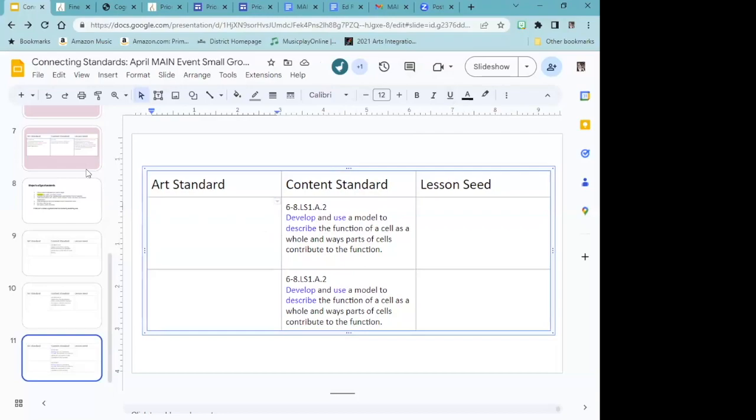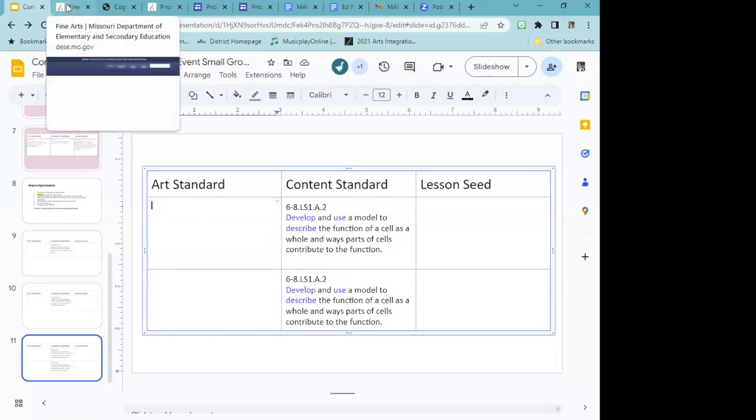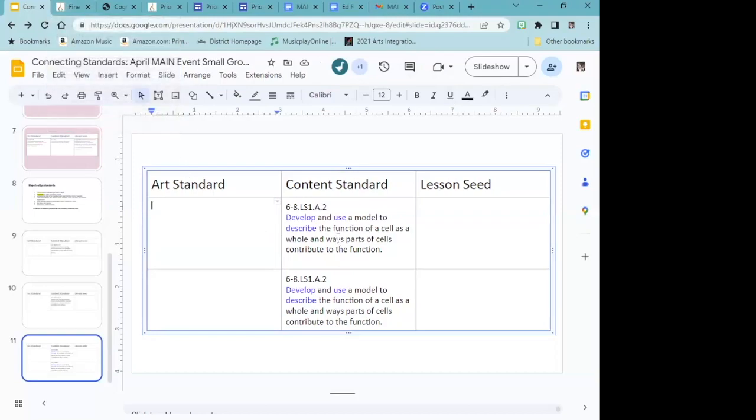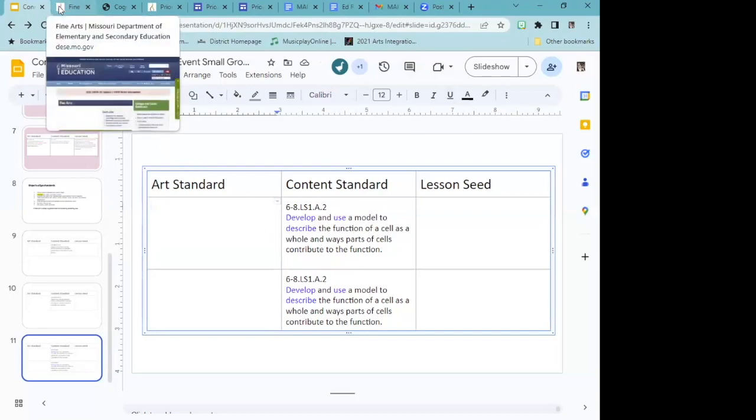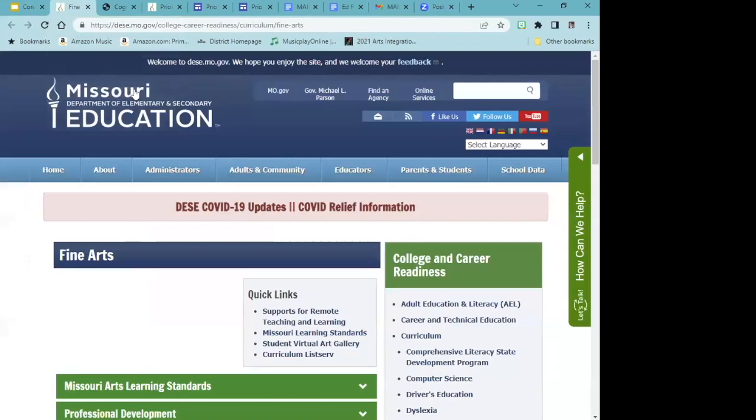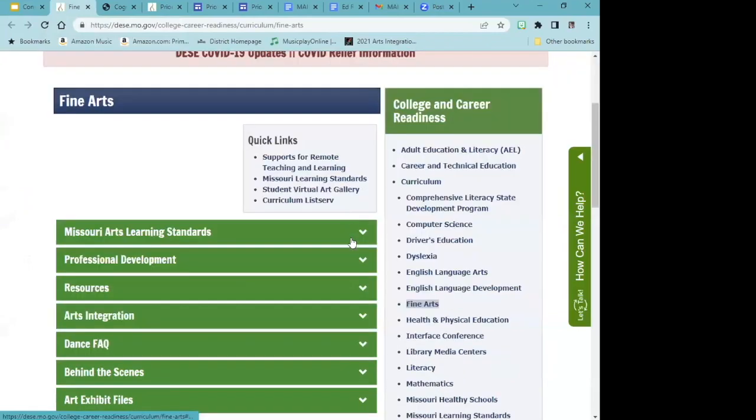So what I'm thinking is let's go to the standards. I wrote down on a piece of paper, develop and use and describe, so that I can keep those words in mind. And we're thinking of the function of the cell as a whole and ways parts of the cells contribute to the function. But also we're focusing on how students develop and use a model to describe. So let's look at the art standards for a moment.